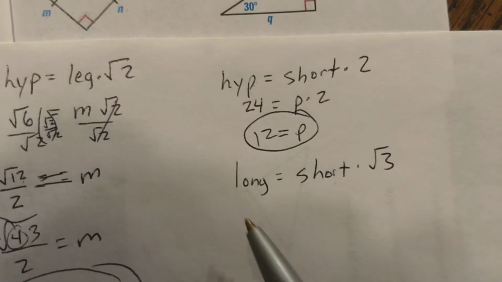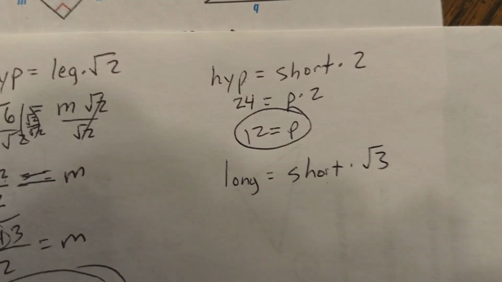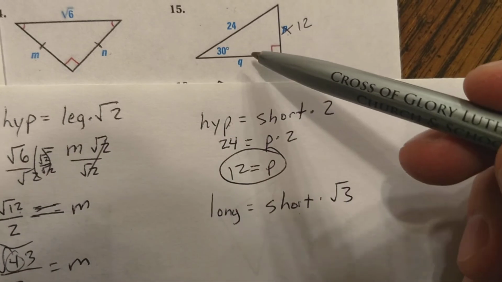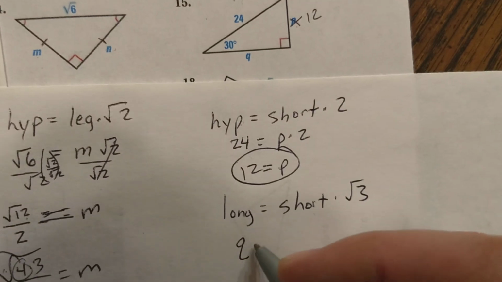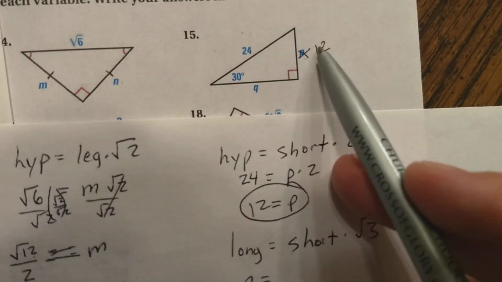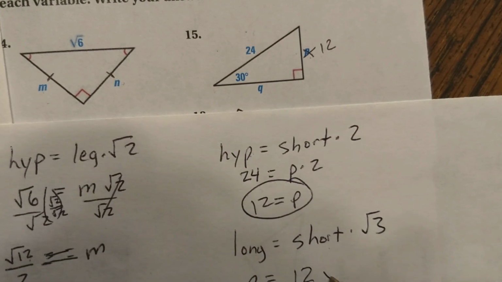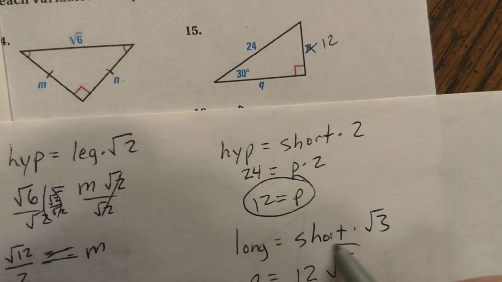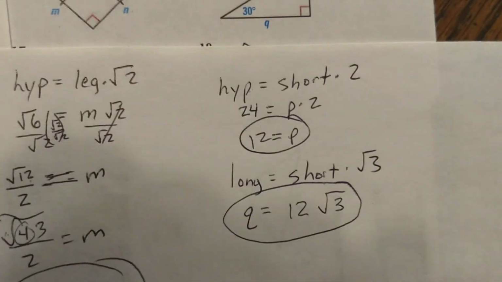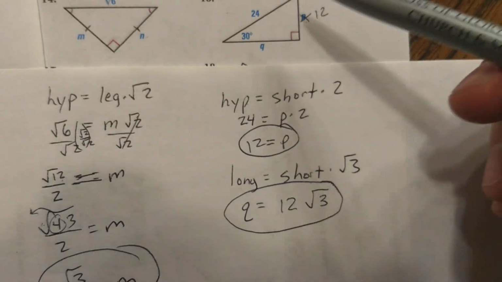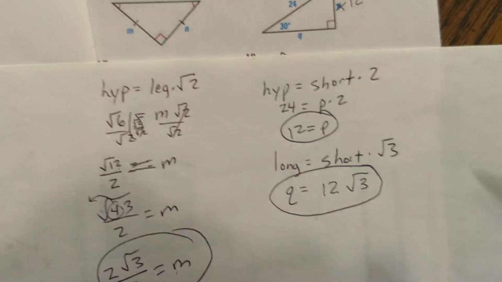Now I've got enough information to start using this equation. The long leg is q. The short leg, instead of calling it a variable here, now I've got a value to plug in. That's 12. And we're multiplying that by the square root of 3. I've got both of those variables.